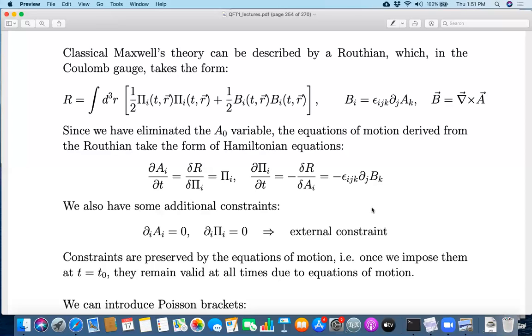Okay, so this is what we had achieved last time. Are there questions on this? So, yes, go ahead, please.